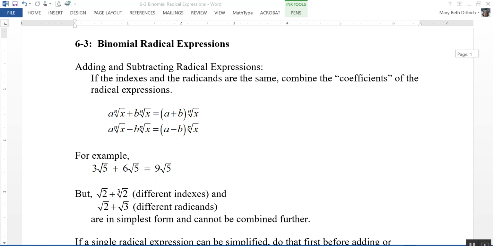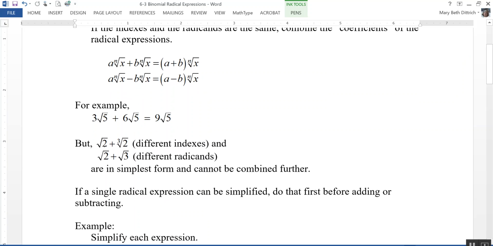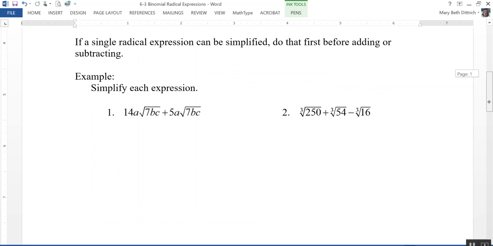But here's a couple of cases where it doesn't work. If I have the square root of 2 and the cube root of 2, notice that they have different indexes, and then the square root of 2 plus the square root of 3, they have different radicands. Those expressions cannot be combined further, and we say that they are in simplest form. If a single radical expression can be simplified, we want to do that first before adding or subtracting. Let's take a look at a couple examples here.